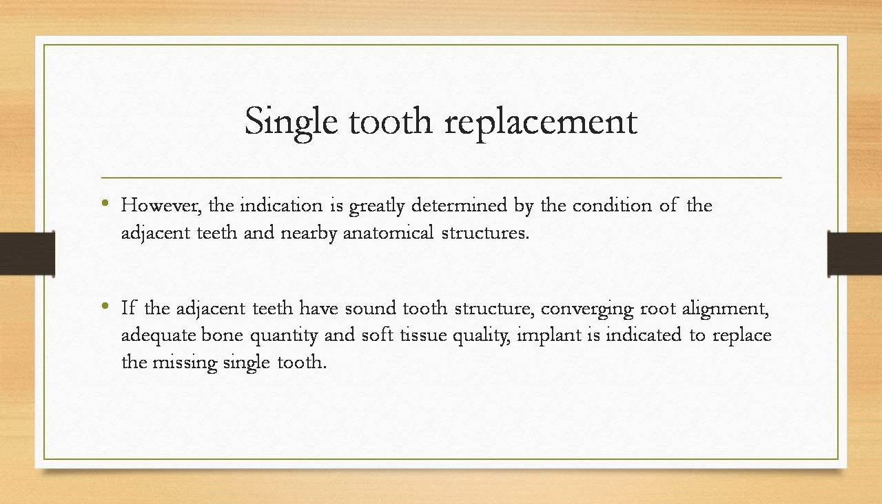Decayed or filled adjacent teeth and those in need of recontouring in form and/or color, insufficient mesial-distal space and unpredictable outcome of the soft tissue contour in the aesthetic zone are clear indications for a conventional fixed dental prosthesis. On the other hand, sound tooth structure of adjacent teeth, converging root alignment, sufficient bone quantity and thick soft tissue quality are good predictors for a successful implant therapy.